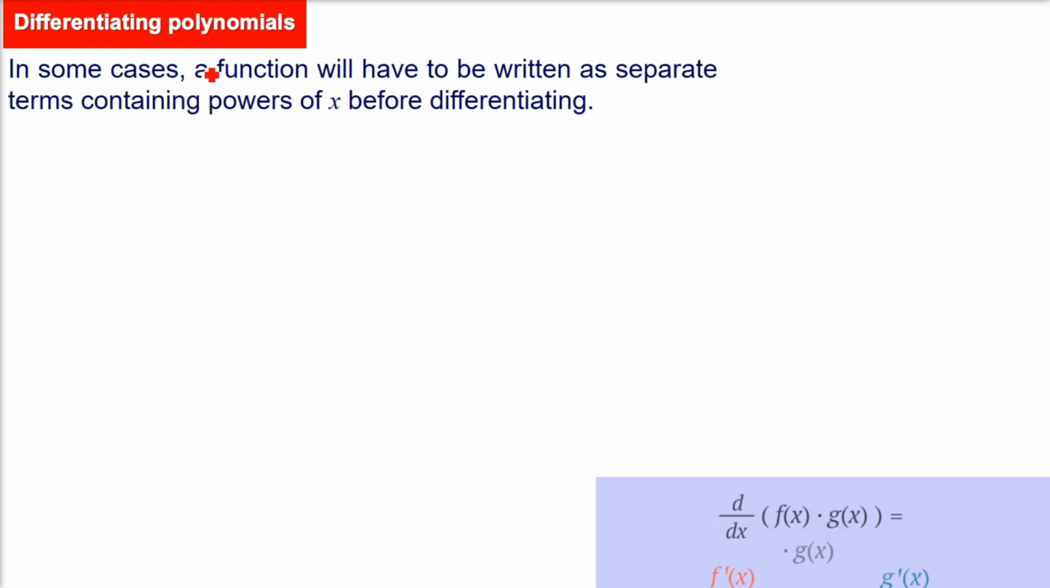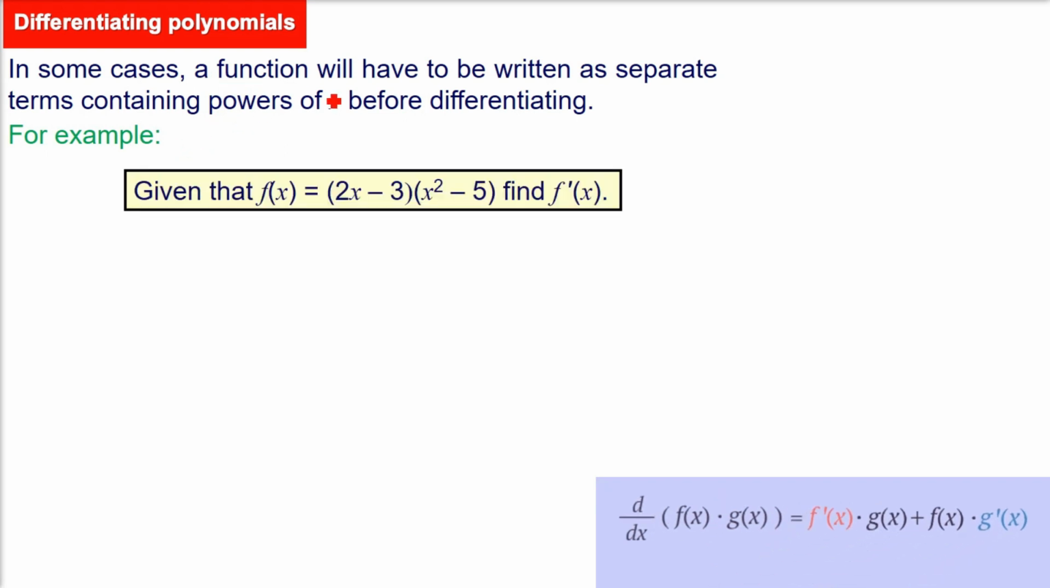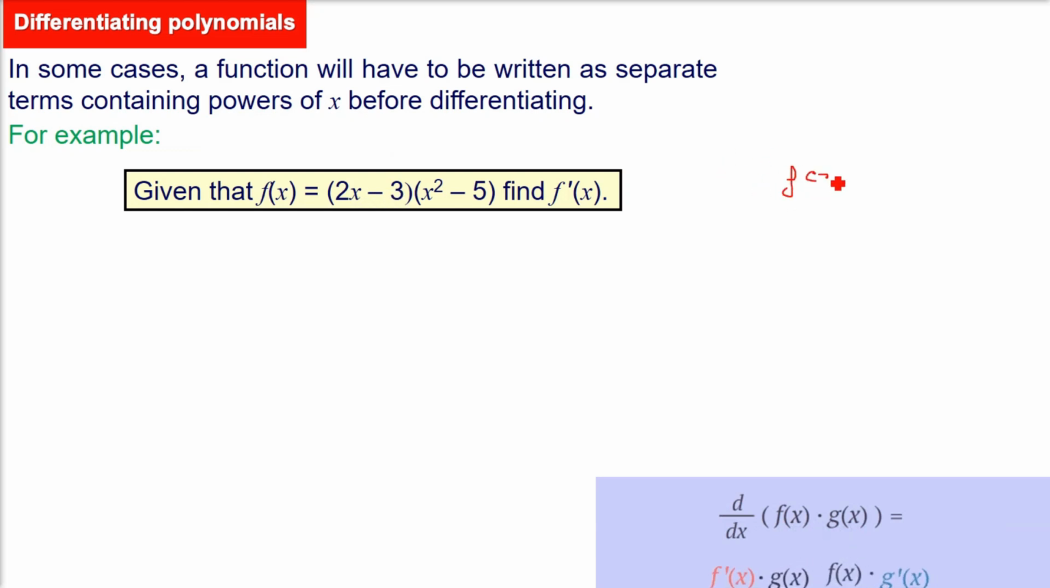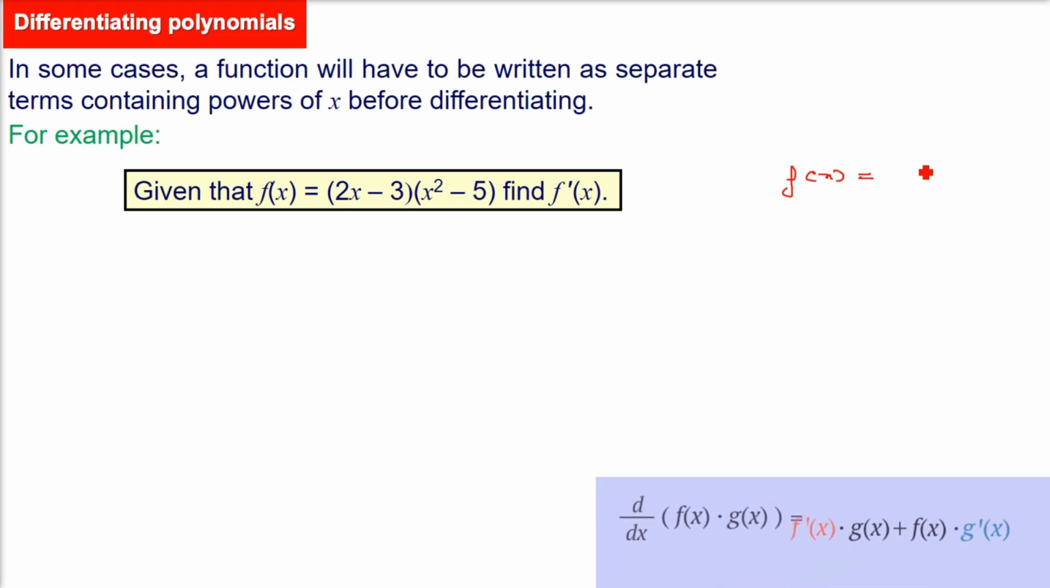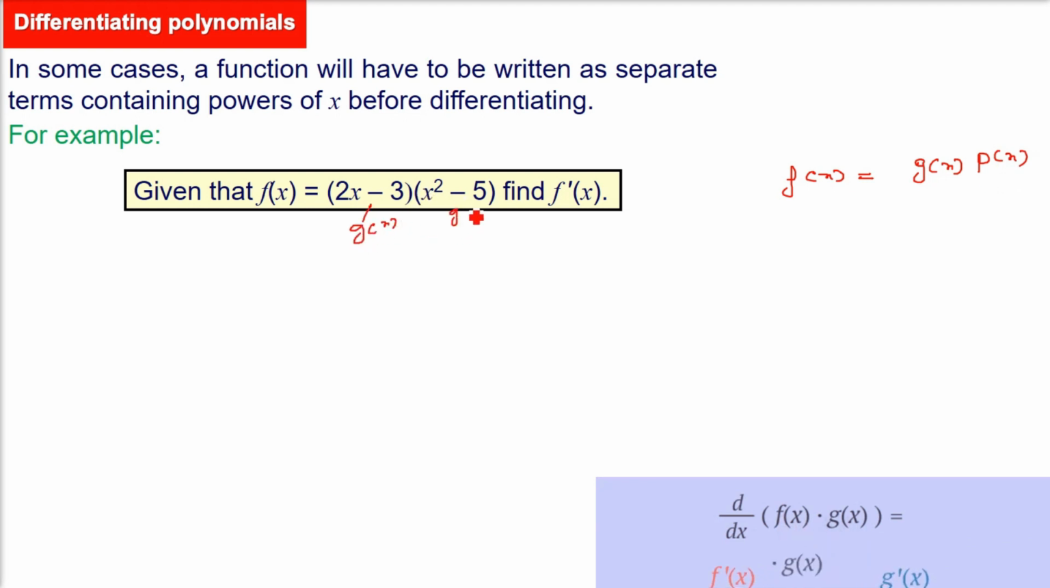Sometimes, in some cases, there are different ways to do it. If you have this function, for example, (2x minus 3) times (x raised to the power 2 minus 5), the best way is to multiply it out and solve it. But there is another way. If you assume one to be f(x) and the other to be g(x), you can differentiate the first one and keep the second one as it is, plus the differentiation of the second function with the first one unchanged.